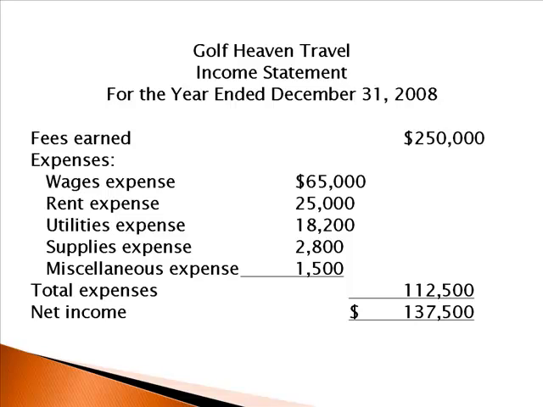Here's a typical income statement, and we see here that we start with the heading. The name of the company is Golf Heaven Travel. The name of the financial statement is the income statement, and this particular income statement is for a year that has ended on December 31st, 2008.